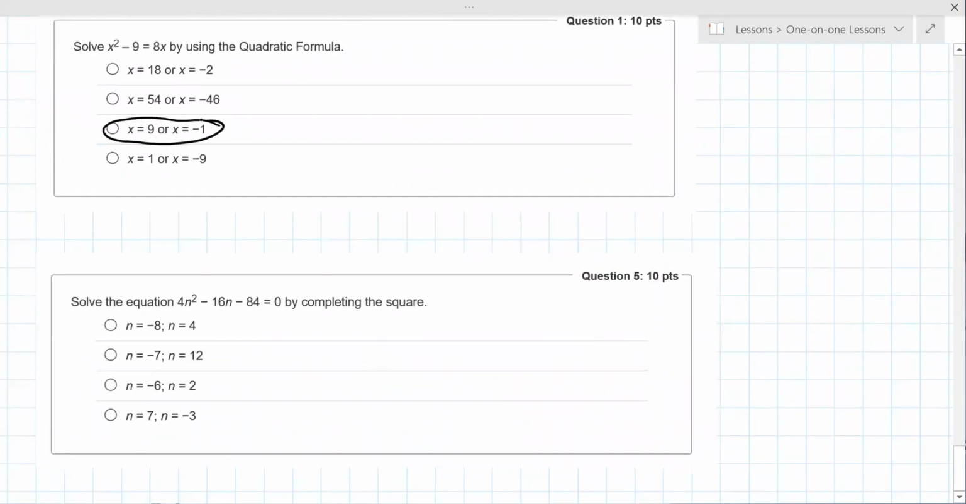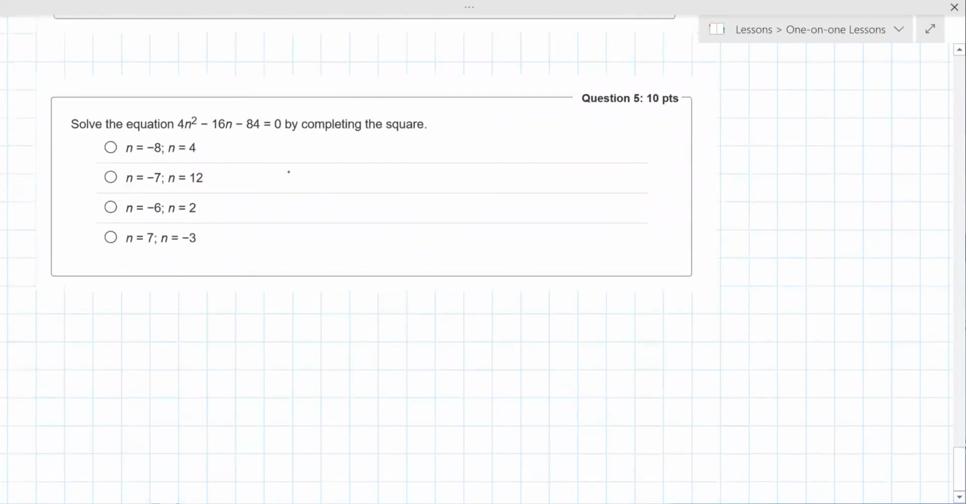Oh, so I have to... What can you factor out of this? I can factor out the 4 and get n squared minus 4n minus... Yep. Oh, thank you. Go ahead and give this a try. I'll be right back. Okay.